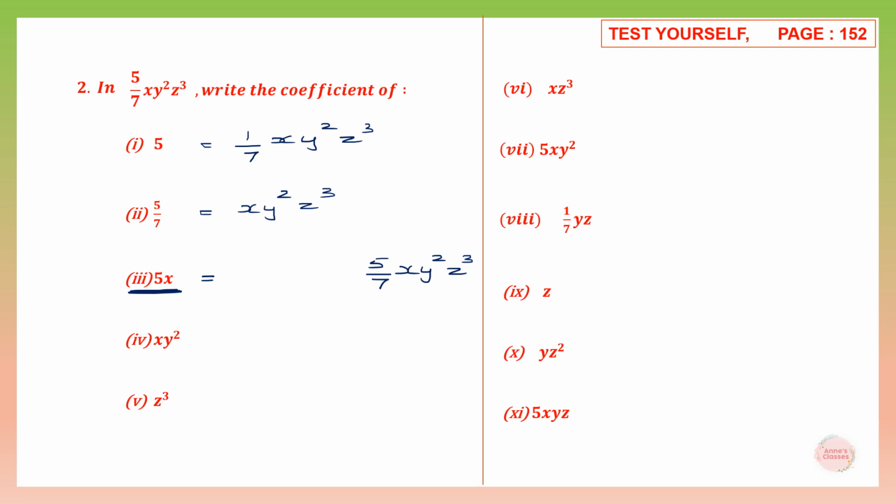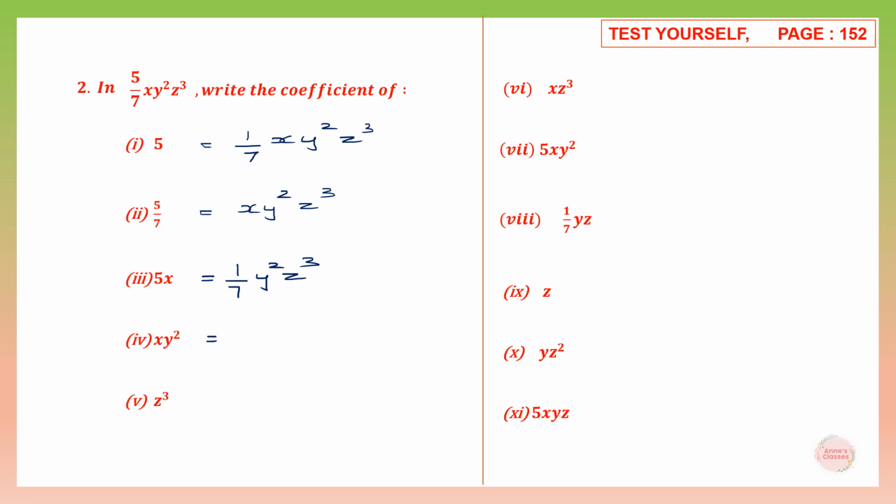So let's remove 5. So I've removed 5 and I've removed x. So in the place of 5, can you see there's nothing there? So we have to put 1. So what is our final answer? 1 by 7 y square z cube. So we leave out what is given to us in the question and we write the rest of it.